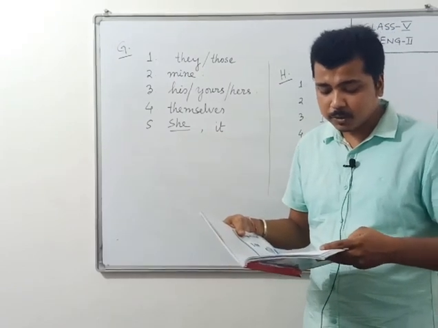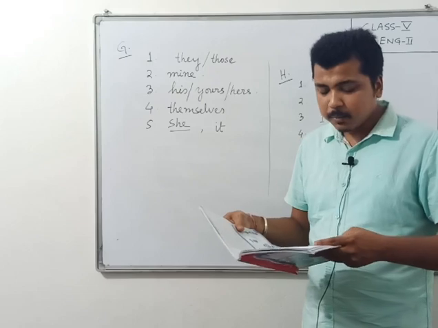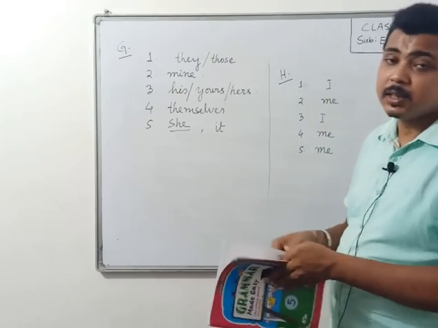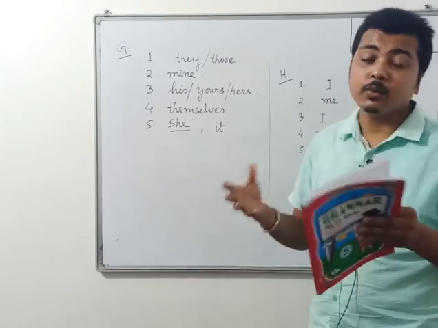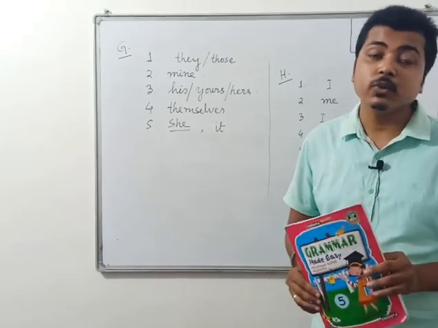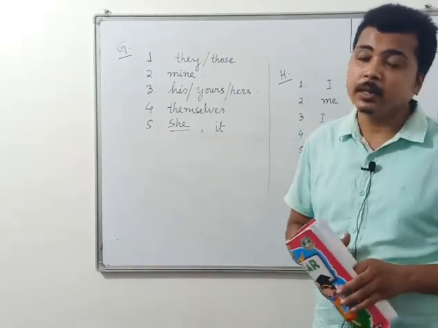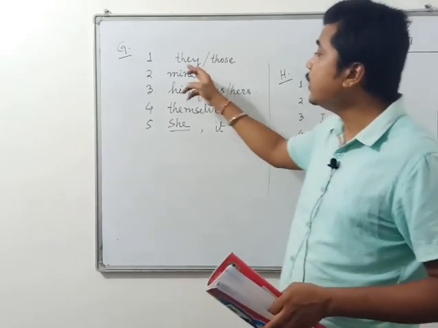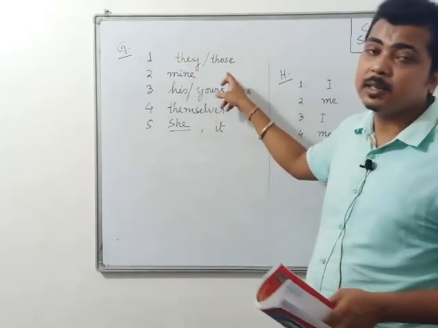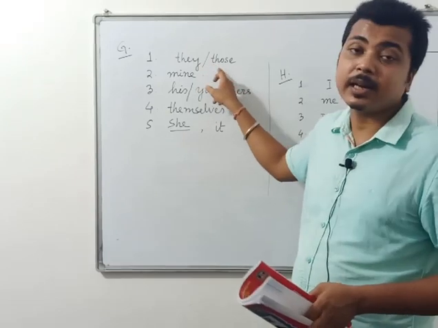Number 6, fill in the blanks with suitable pronoun. Number 1, mother bought some chocolates. Dash are in the jar. Here in this sentence we are going to speak about those chocolates which were bought by mother. So what can we use? They are in the jar, or those are in the jar. Out of these 2 you can write any one.